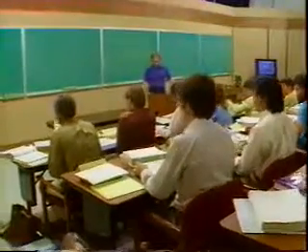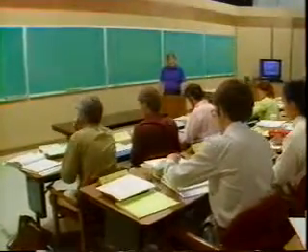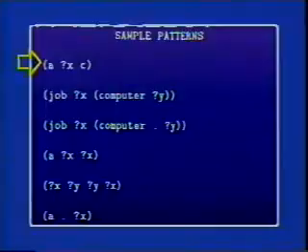Just to remind you, here are some sample patterns. This is a pattern that will match any list of three things of which the first is A and the second is C, and the middle one can be anything. So in this little pattern matching syntax, there's only one distinction you make. There are either literal things or variables, and variables begin with a question mark.